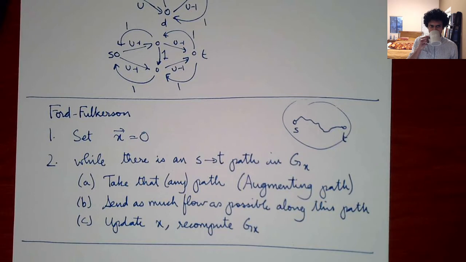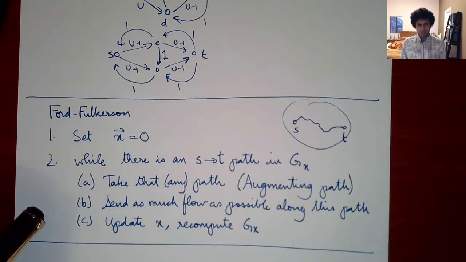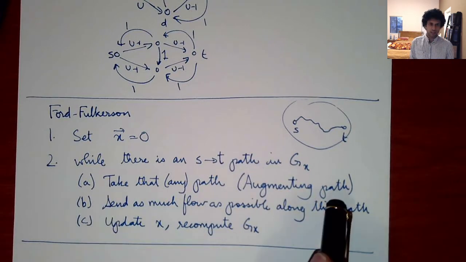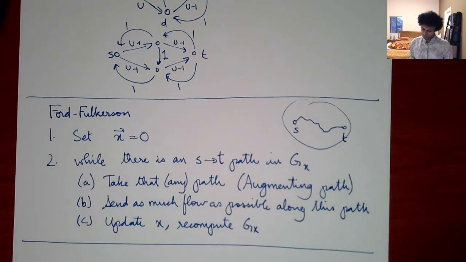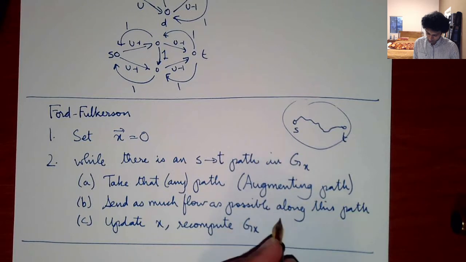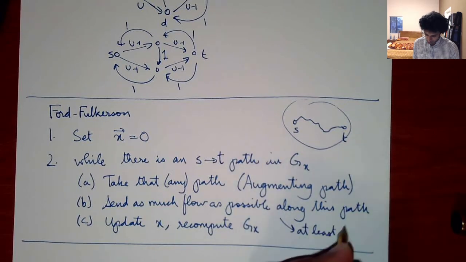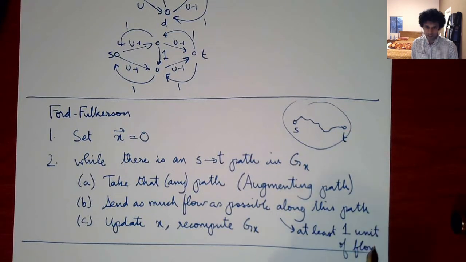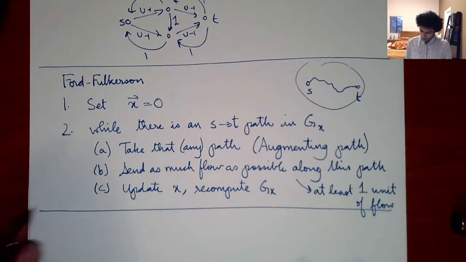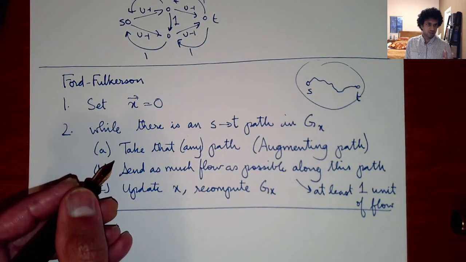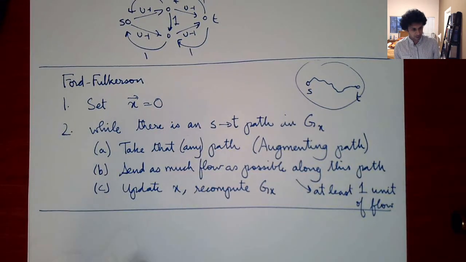It tends to be a little tricky when the capacities are irrational numbers, then weird things happen, but that often never happens in practice. So when the capacities are integral, every time you augment, you send at least 1 unit of flow, and that's because capacities are integral. And how do you find a path? Well, you can do BFS, DFS, you can pick any algorithm you want.